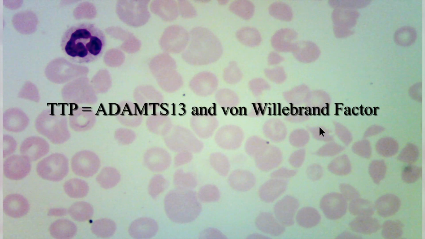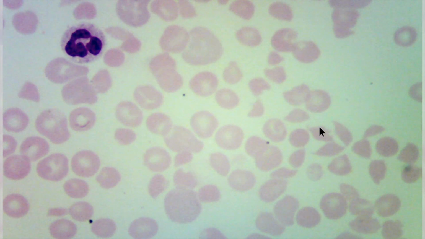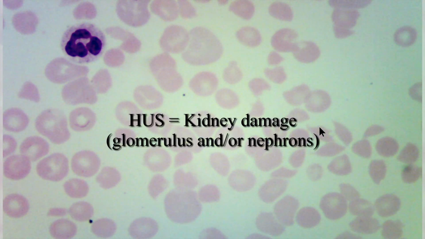In the case of TTP, the primary problem is either a hereditary or an acquired inhibition of an enzyme known as ADAMTS13 that breaks down von Willebrand factor, which is an important factor involved in the activation of platelets in blood coagulation and blood clotting. In the case of HUS, there is involvement of the renal system and damage to the glomerular membrane of the kidney nephrons.